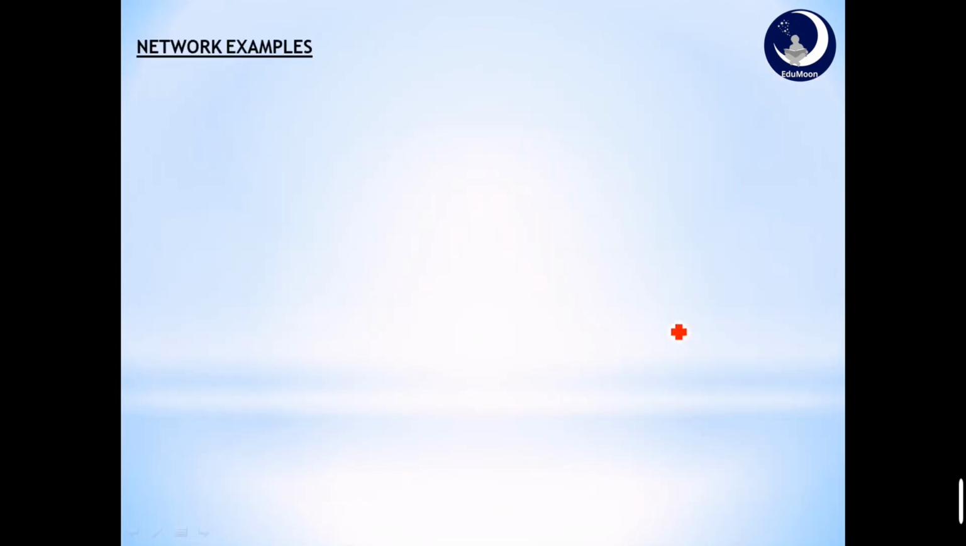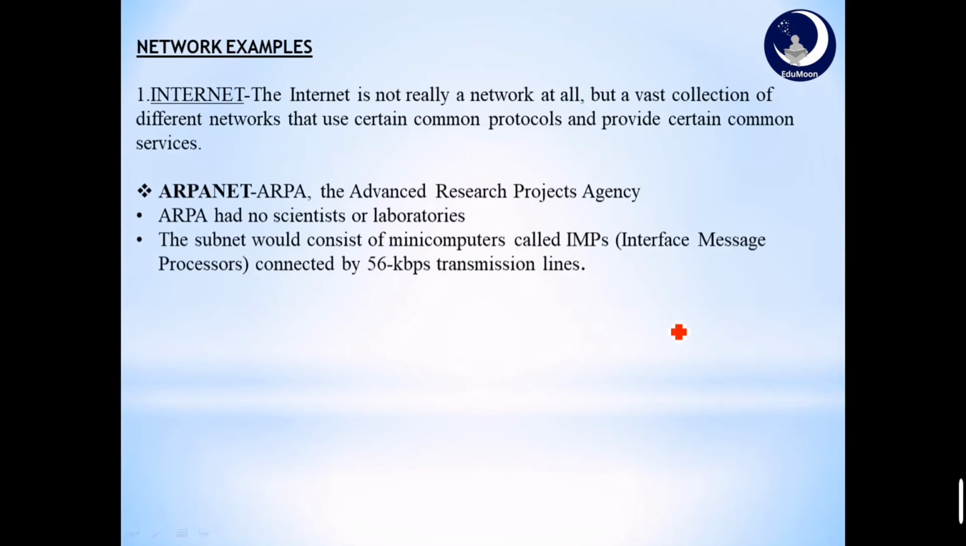Now coming to network examples. What is an internet? An internet is a vast collection of different networks that use a common protocol. This is known as an internet. The examples are, first one, the ARPANET. The full form is Advanced Research Projects Agency.